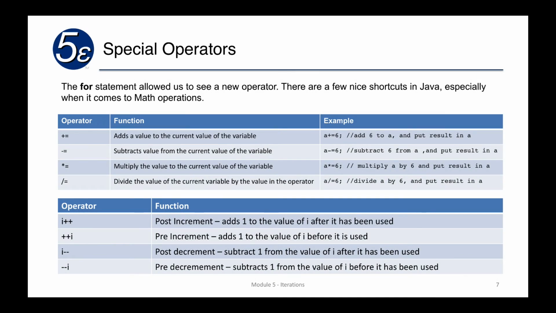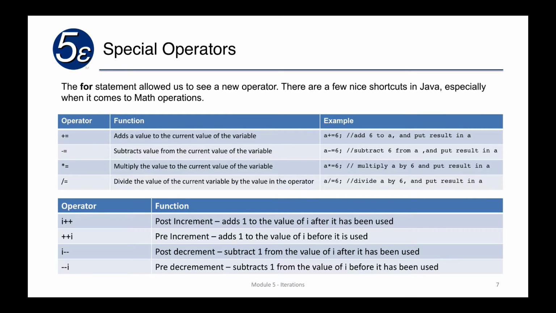So some of the special operators building off of that are, if we wish to do things like plus equals, we can add a value to the current value of the variable. a plus equals 6 adds 6 to a. Minus equals would subtract 6 from a if we did a minus equals 6. If we wanted to do multiplication, we could do a times equals 6. And we can also do a divide equals 6.